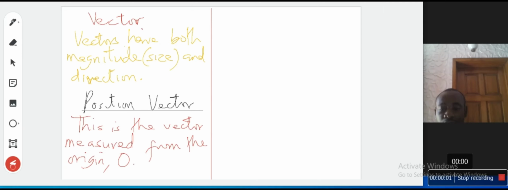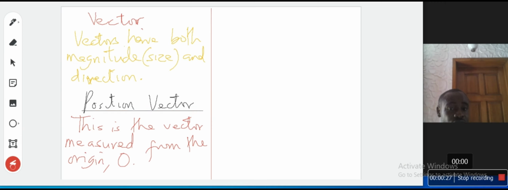So this is about vector. I just want to do a very quick review. I said vectors have both magnitude, which is size, and direction. So you have to talk about size and a direction. And unlike scalar, which has only what? Magnitude with no direction.